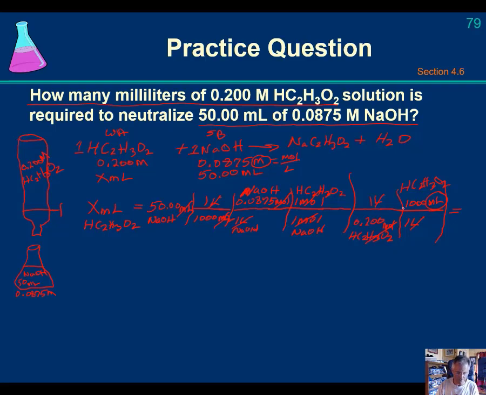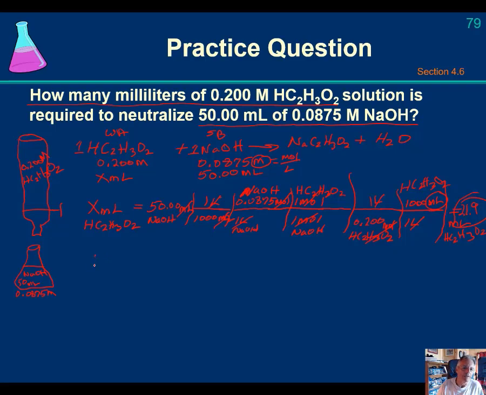So that's just going to be 50 times 0.0875 divided by 0.2, and that gives me 21. Let's see, how many sig figs are we going to have? Well, I've got 3 sig figs in my concentration here, 3 sig figs here. So that's going to give me 3 sig figs in my answer. So that will be 21.9 milliliters of the acetic acid, HC2H3O2.